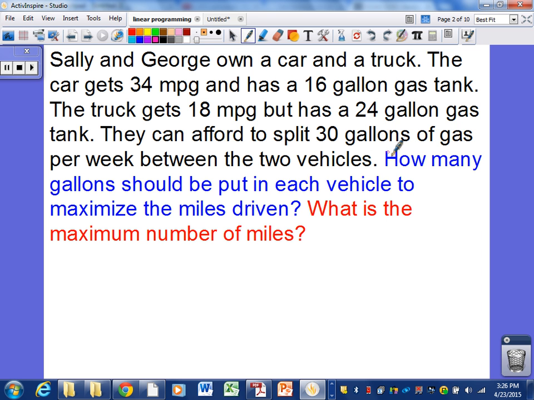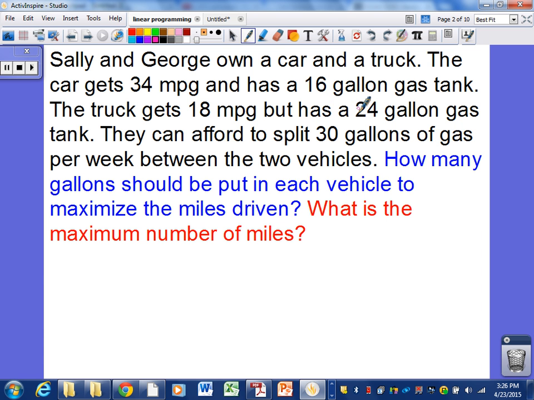That's your setup. Now here are your questions. How many gallons should be put in each vehicle to maximize the miles driven? And then what is the maximum number of miles? So there's basically 2 questions that we're trying to find here. How many gallons of gas should be put into each vehicle? We only have a limited supply, so we can't just fill them both up.